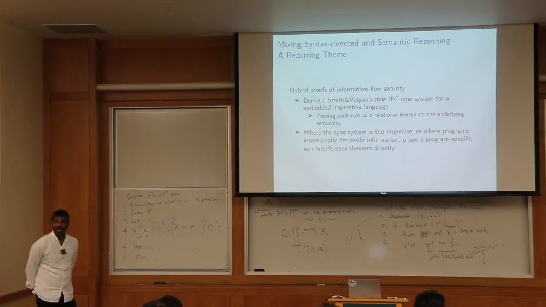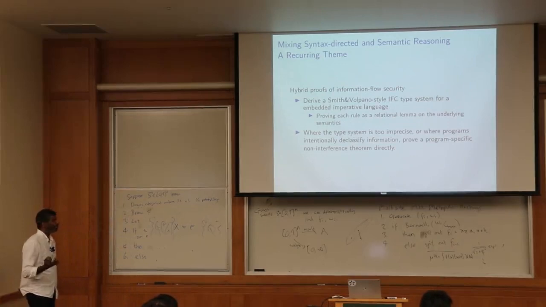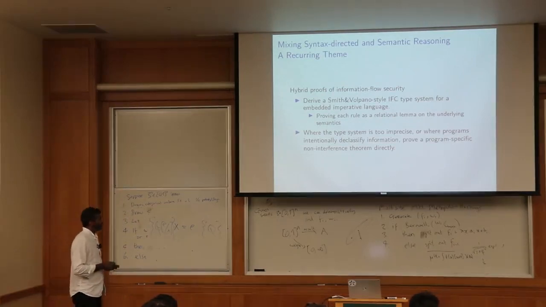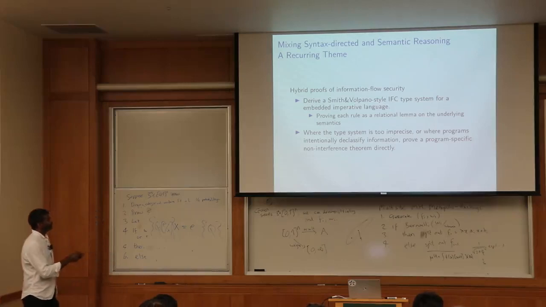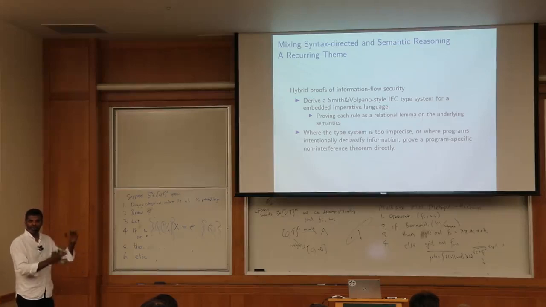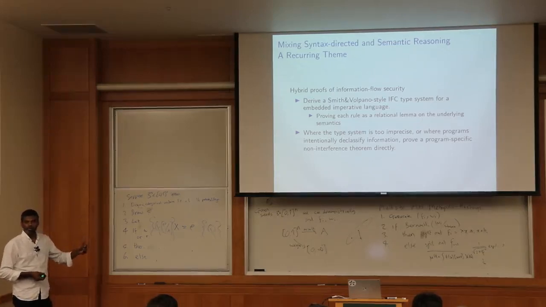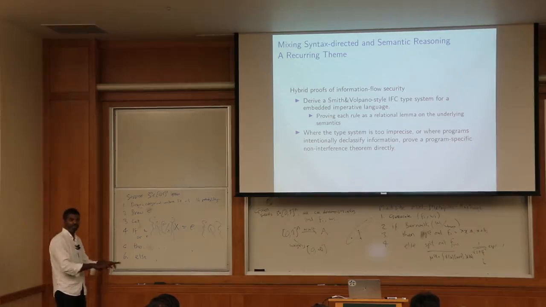So we use this kind of thing to do other systems of this style. We show how you can get a syntactic information flow control type system in the classic style of Smith and Volpano, the textbook syntactic information flow control. You can derive that in F star, showing each one of those rules as a theorem about the underlying denotation of programs.